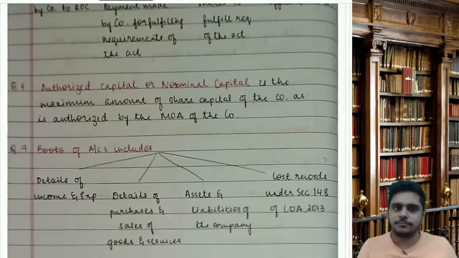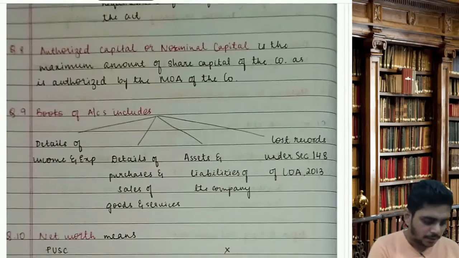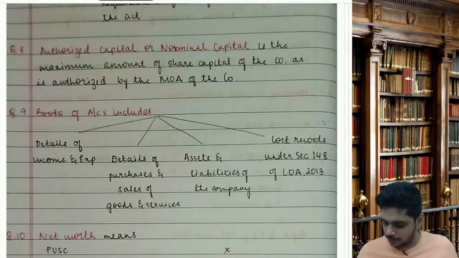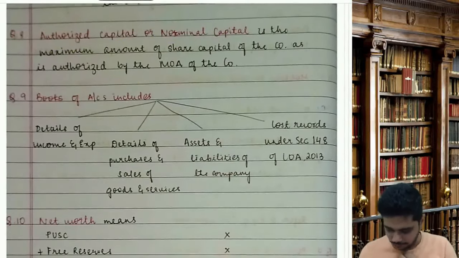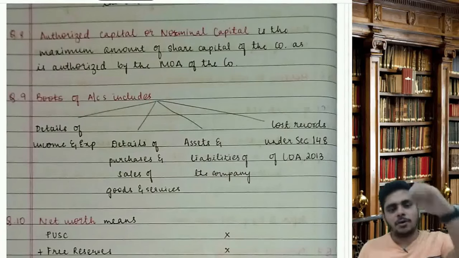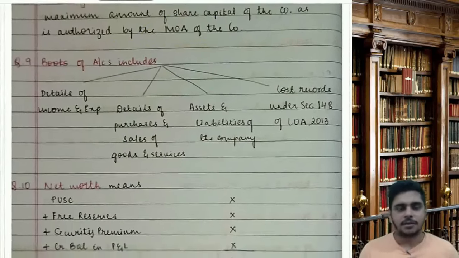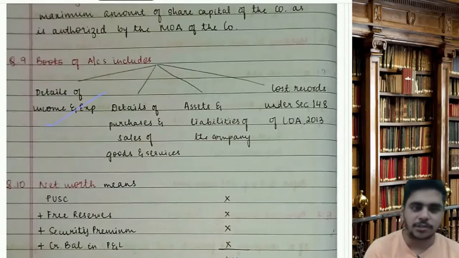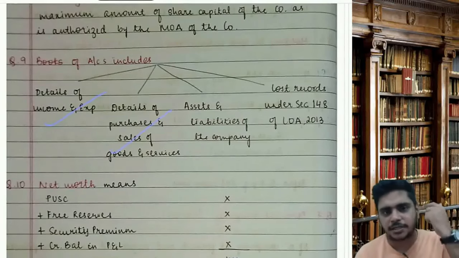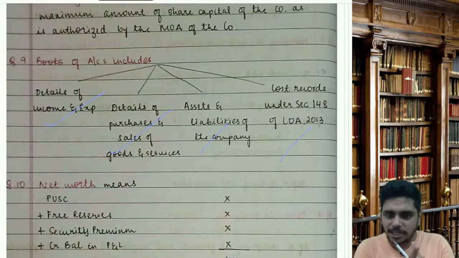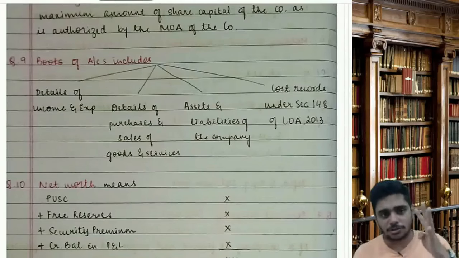Clear? Then, sir, what does authorized capital or nominal capital mean? Authorized capital or nominal capital is the maximum amount of share capital of the company as authorized by the MOA of the company. Then books of accounts include details of income and expenses, details of purchase and sales, details of assets and liabilities, and cost records. Books of accounts include four things: income and expenses, purchase and sales, assets and liabilities, and cost records.